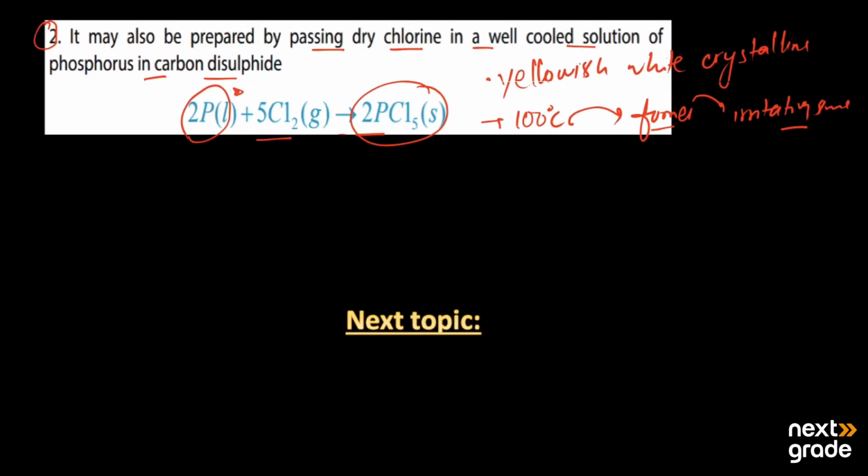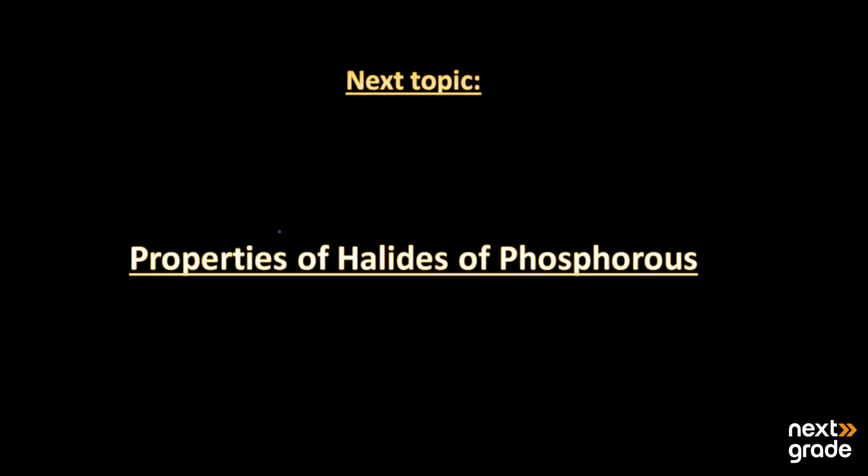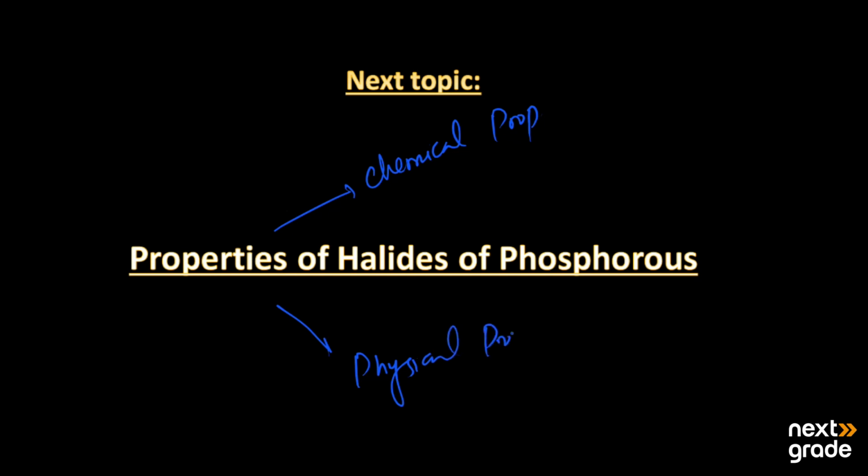The next topic that we will discuss is the properties of halides of phosphorus. Here we will discuss two types of properties. The first is their chemical properties, and the second is their physical properties, in detail.